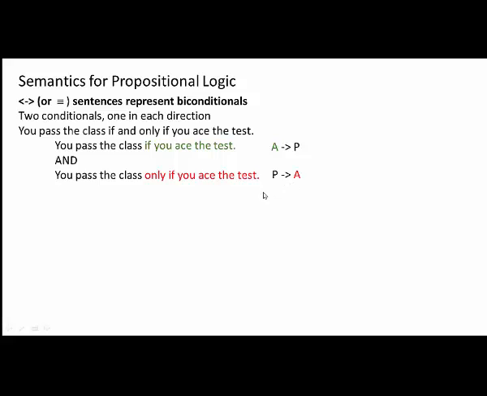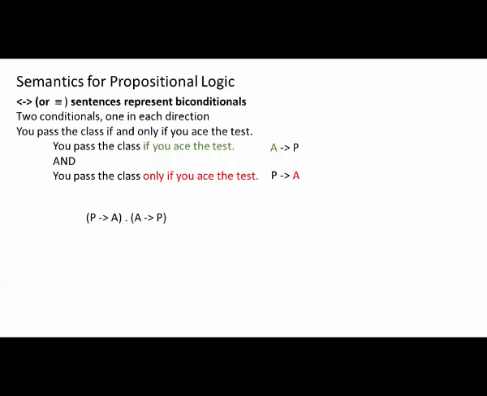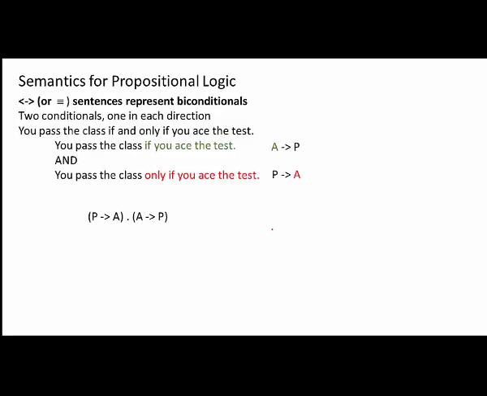So we have these two conditionals with and between them. We can use the dot to represent and we can represent the statement, you pass the class if and only if you ace the test, like this. This type of statement is common enough, and for various reasons is something that we want a shorter notation for. So that is why we introduced the double arrow or the triple bar. And what we're going to do here is introduce the double arrow as just an abbreviation for what we have here in front of us.